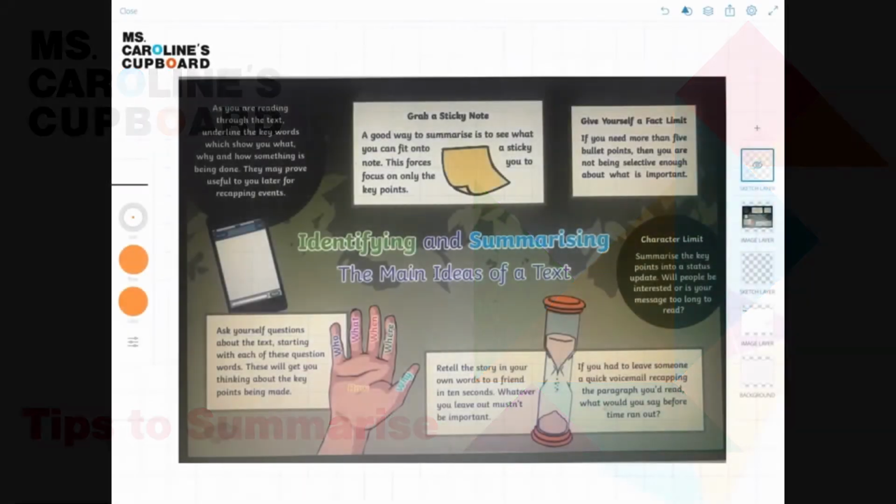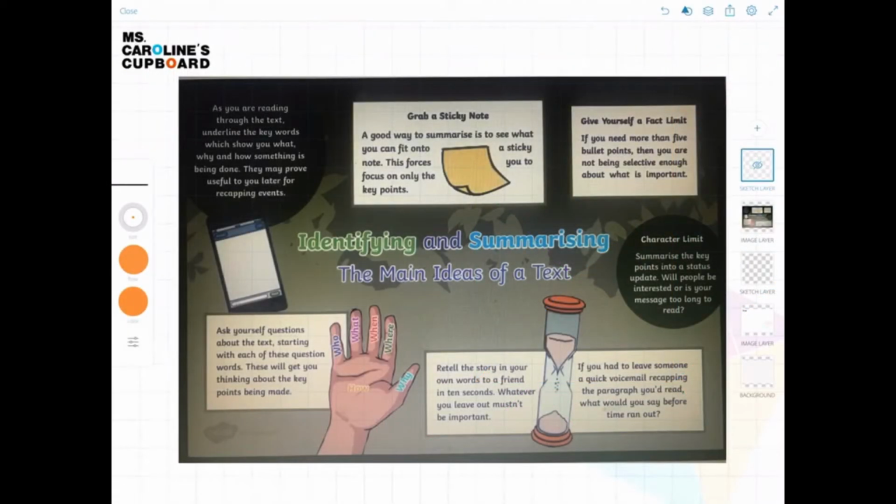Hello girls, and welcome to your reading lesson. Today's focus is going to be on summarising a text. Now this is something you have done before, but I think we need a little bit more practice, as I'm finding when I'm marking your work, a lot of times you are just retelling the story word for word. We do not need to do that when we are summarising a text. We are just putting the main ideas down.